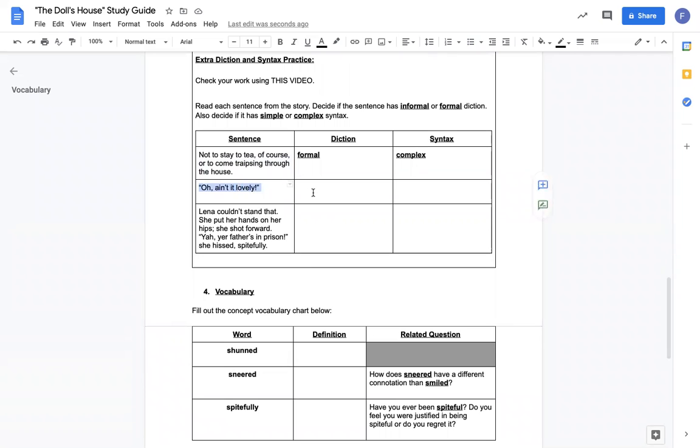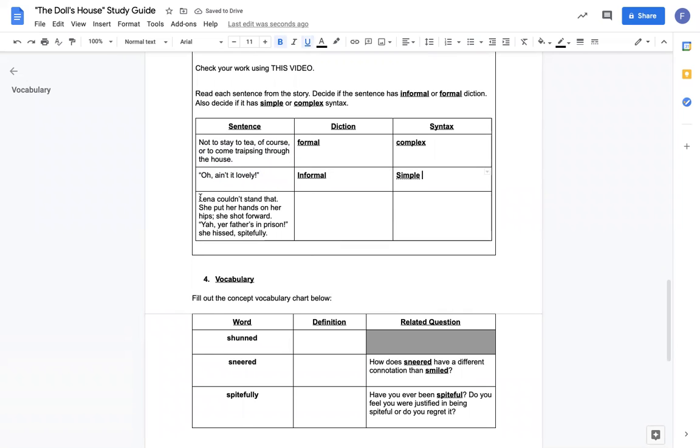Second sentence is very short. Oh, ain't it lovely? This is informal. You can tell, especially because you have the word ain't in here. So that is put in there by the author on purpose to make the diction sound informal and to tell you something about the character who is saying that line. This is also simple syntax. It's a very short, uncomplicated sentence.